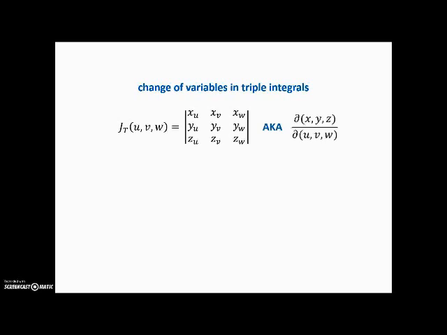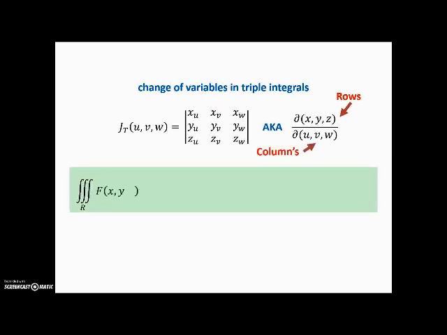And the new notation for that is the partial of x comma y comma z with respect to the partial of u comma v comma w. So it's just shorthand so they don't have to write out the determinant. Notice that the variables in the numerator delineate the rows, and the variables in the denominator again delineate the columns. And so it's the same idea.